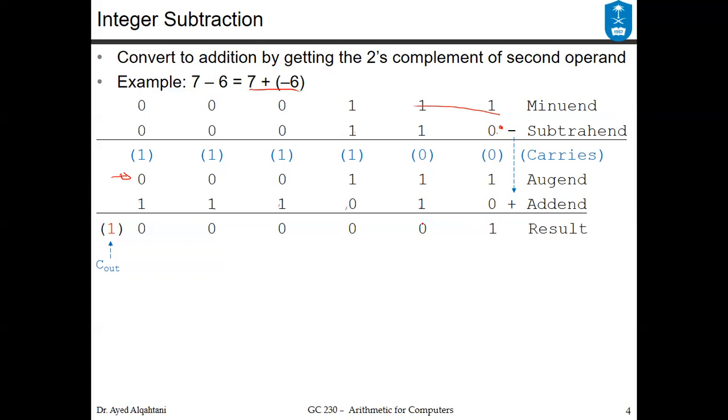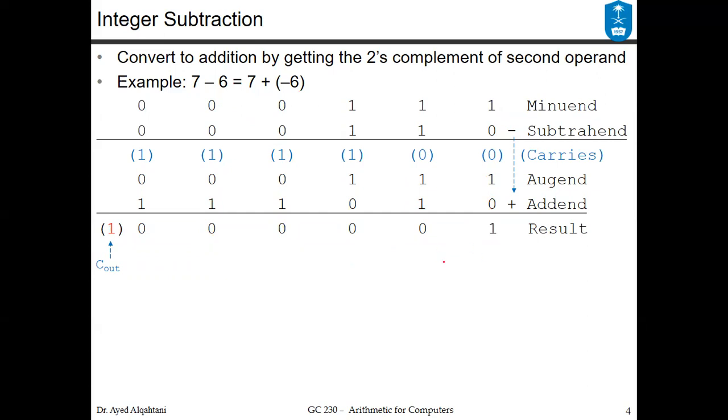0 plus 1 plus 1 is 0, carry 1. 1 plus 1 plus 0 is 0, carry 1. 1 plus 0 plus 1 is 0, carry 1. 1 plus 0 plus 1 is 0, carry 1. And 1 plus 0 plus 1 is 0. And the carry out is 1. And you can see that 7 minus 6 is 1. So in this calculation, we drop the carry out.